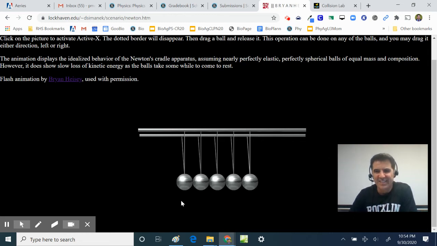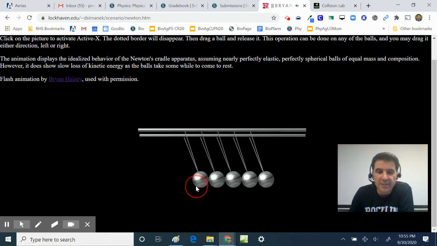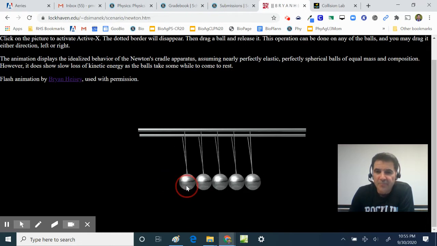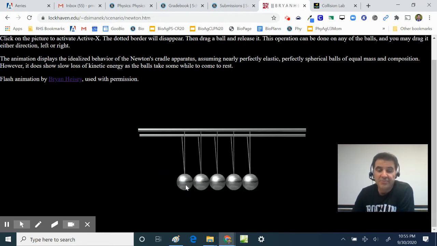Good evening. So today we are talking about the law of conservation of momentum, and this is something called Newton's cradle. These are steel balls that are very springy. They have a super high elasticity, which means that they transfer the energy from one ball to the next almost 100%. And they are equal in mass.